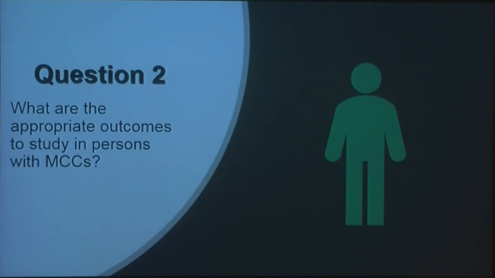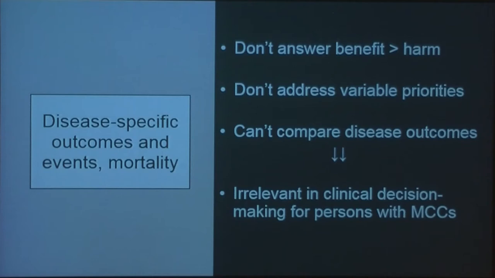The second question: are the appropriate outcomes being studied in multiple chronic conditions? And I think that those of us who are doing systematic reviews really need to be concerned about what outcomes are driving the study. And I will start with, and make a very specific statement, which you may disagree with. Disease-specific outcomes and events have no role in outcome measurement for people with multiple conditions and functional impairment. I will say that quite definitively, because I'm sure somebody is going to have a disagreement.